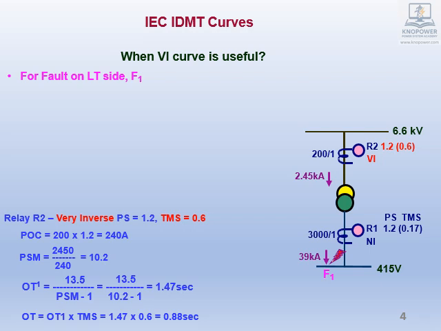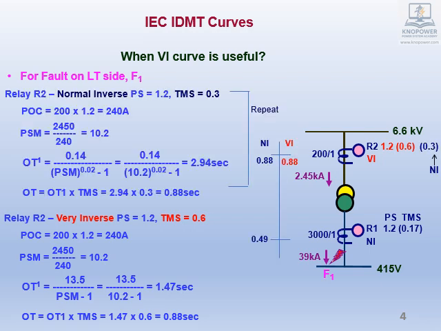For VI, OT1 equals 13.5 by 10.2 minus 1, that is PSM minus 1, equals 1.47 seconds. Operating time for TMS of 0.6 equals 1.47 into 0.6 equals 0.88 second. This is exactly the same operating time we got, assuming NI characteristic, for relay R2.